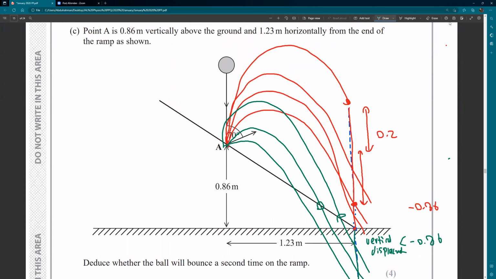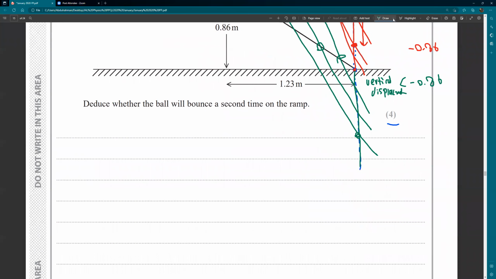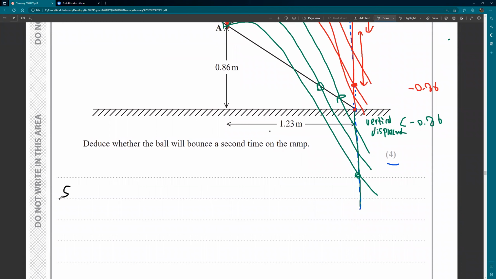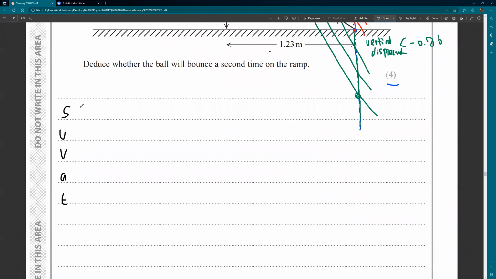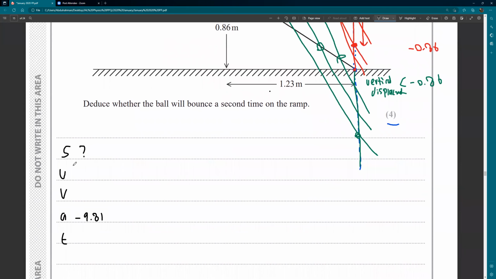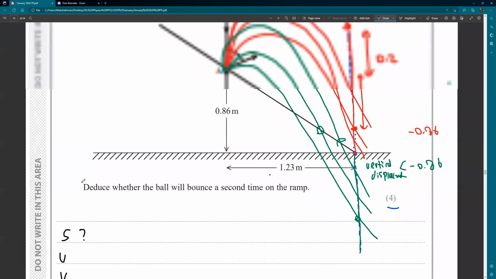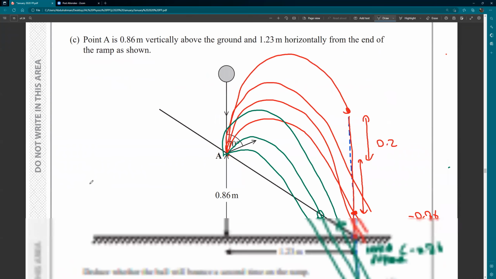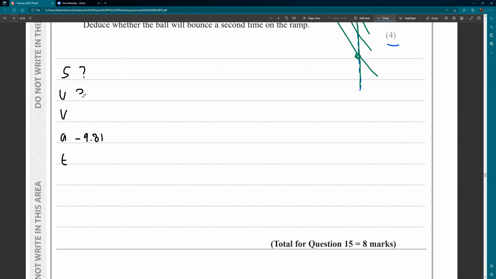Okay, so let's do that. Let's begin some maths. It's a vertical sweep because you want to know what the vertical displacement is at that point. So SUVAT. S is what you're trying to work out. Acceleration is always minus 9.81. The initial velocity was, what was it? 3.43 sine 20.